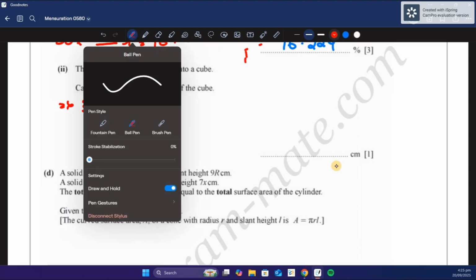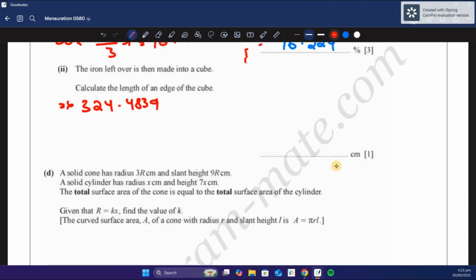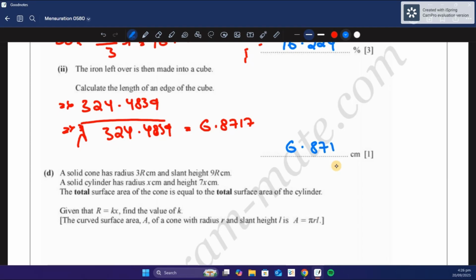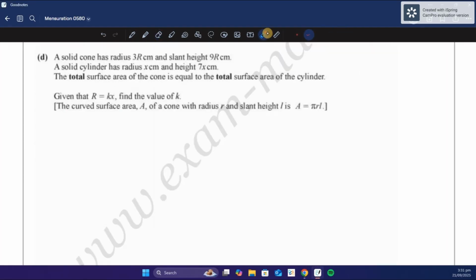the formula for the volume of a cube is simply L cube. Yes, so if this is the volume, we could simply take a cube root of this, 324.4839 cube root. That would give us 6.8717, and that is our final answer. Alright, part D.